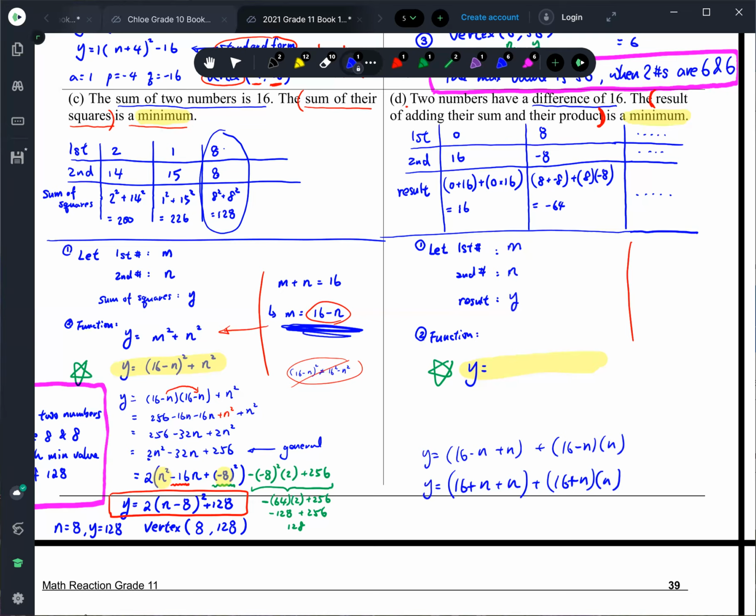Kat, what do you have? I have the same as the first one. The top one? 16 minus n plus n. The one you have is 16 minus n or 16 plus n? The top one. The top one, okay. Anyone else? Angeline, have you got a function? I got the same thing as the first one. The top one? Yeah. Okay, let's go over, all right?